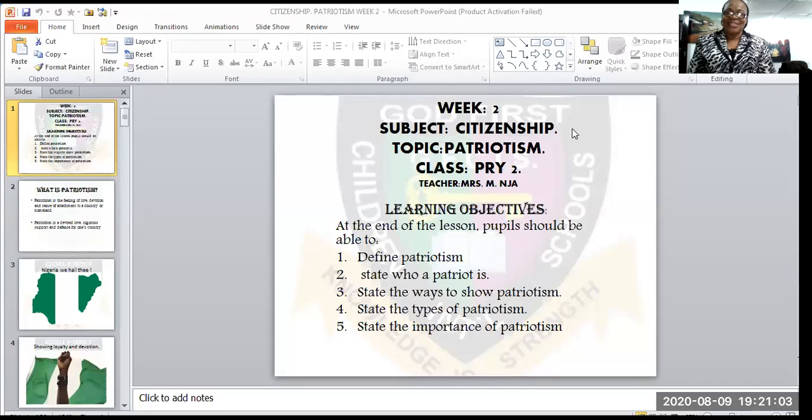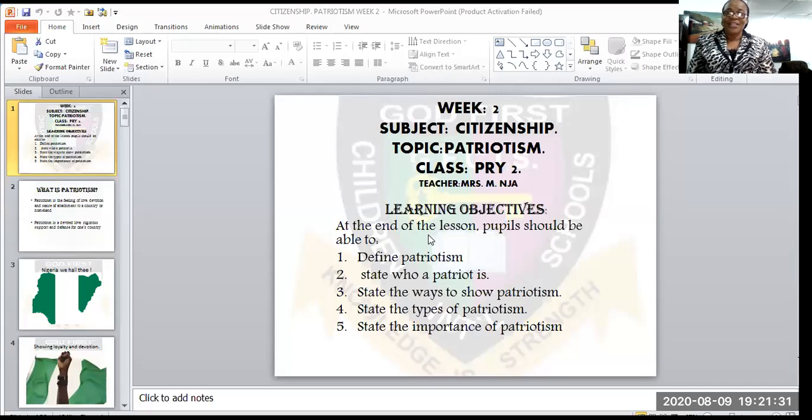Are we clear? Beautiful. Now let's check out our slide. Are we good? Beautiful. In this slide, we are looking at citizenship, subject citizenship, or civic education. A better name for it is civic education. Civic education and citizenship education are one. Today we are looking at the topic patriotism. Pronounce patriotism. Thank you.